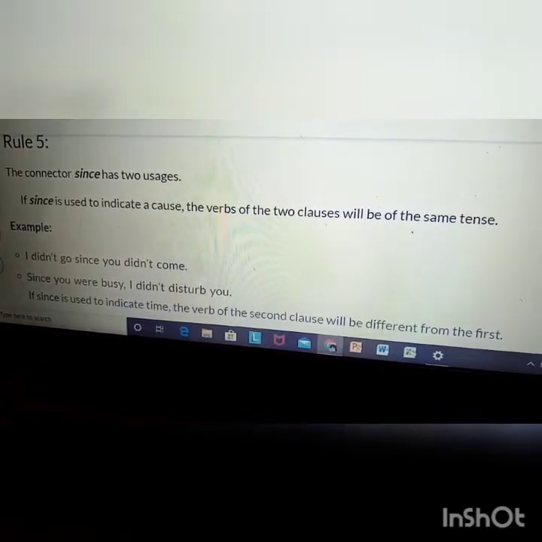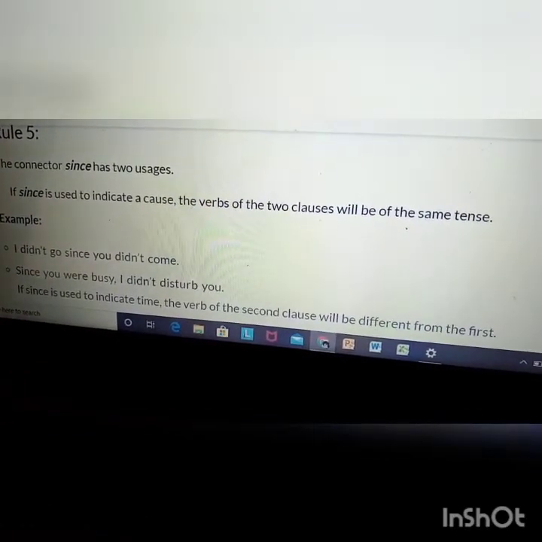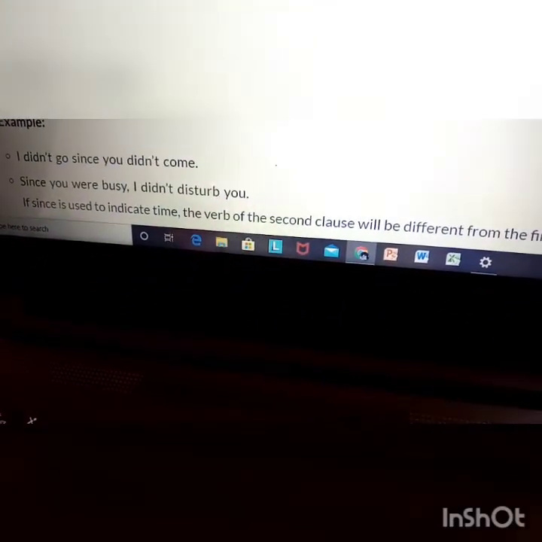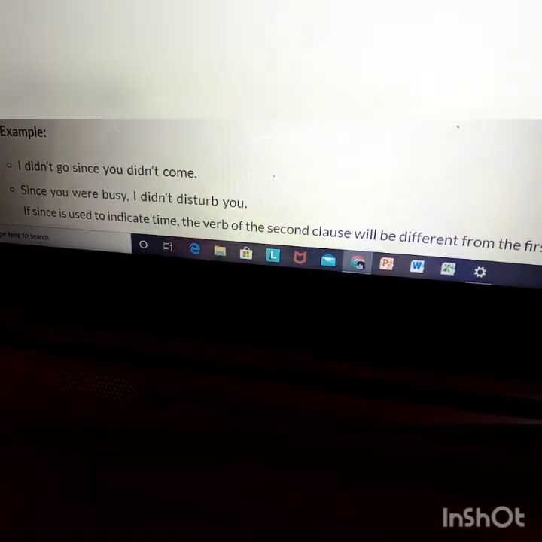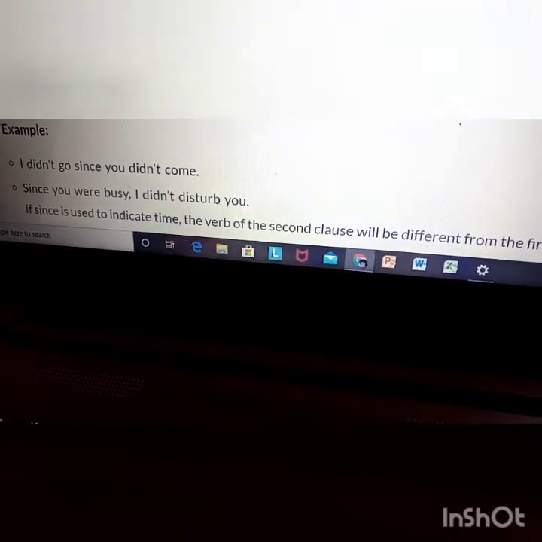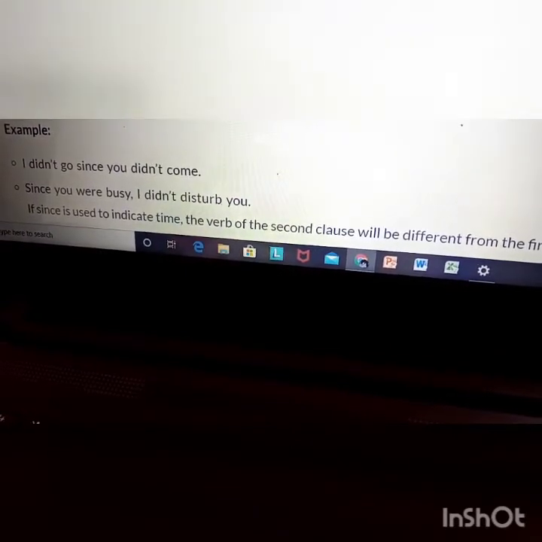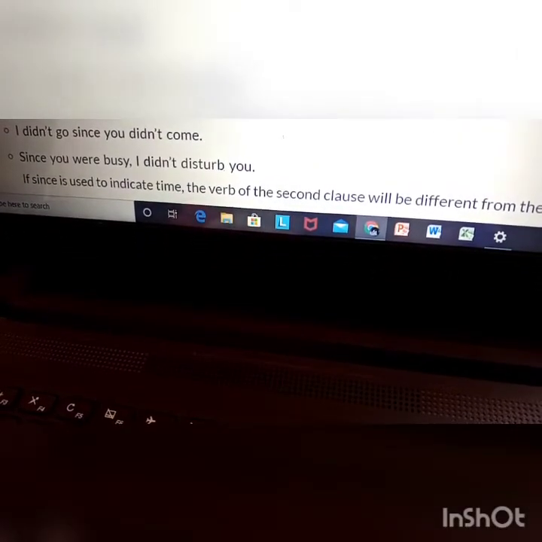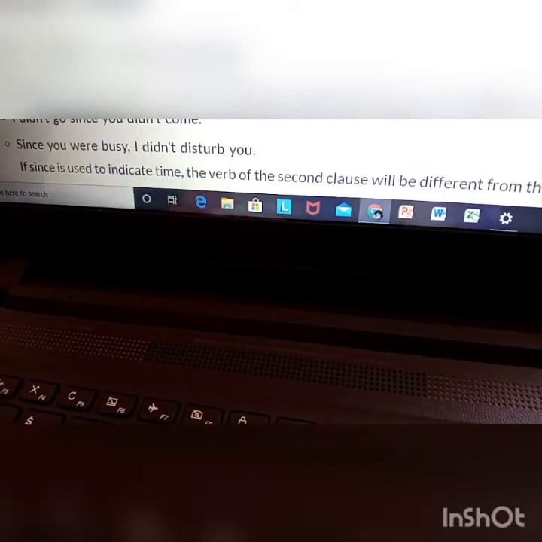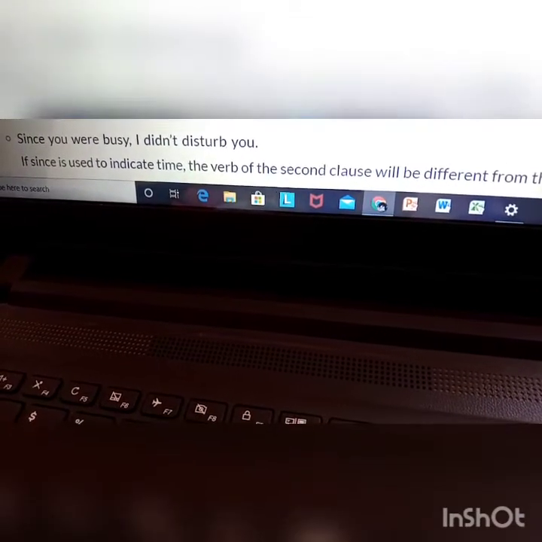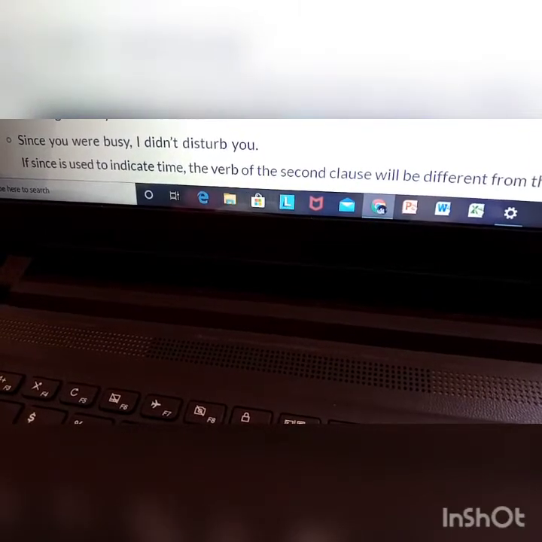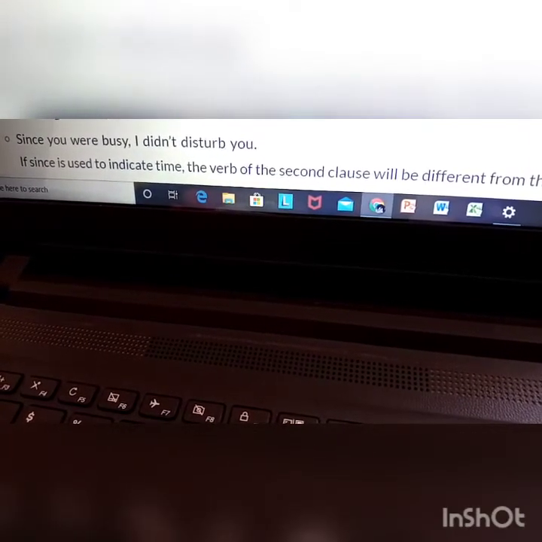If we see the example, it will be clear to us. In the example, we can see, I didn't go since you didn't come. Here, you can see it expresses a reason. As you didn't come, that's why I didn't go. So, here is a reason. And in the next example, we can see the same thing. Since you were busy, I didn't disturb you. So, the first half and the second half are in the same tense, and there is a reason.